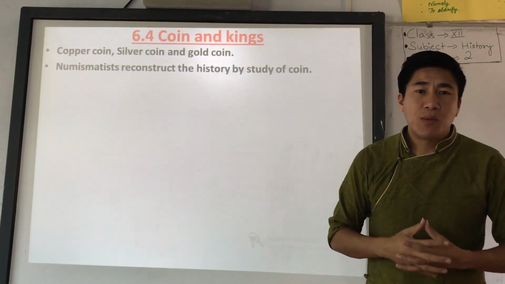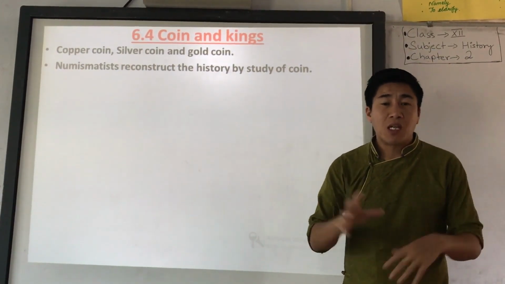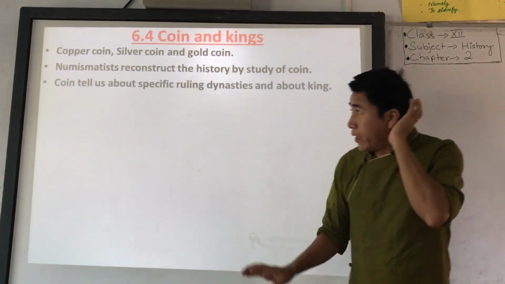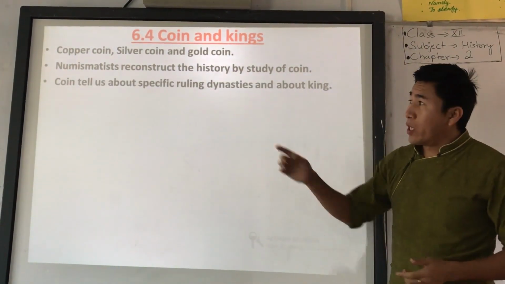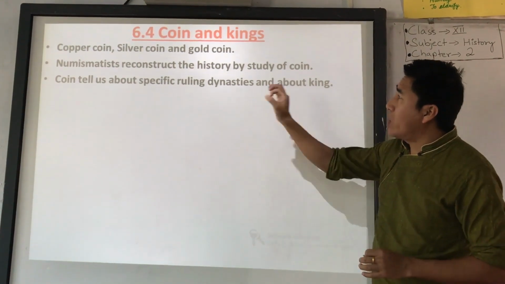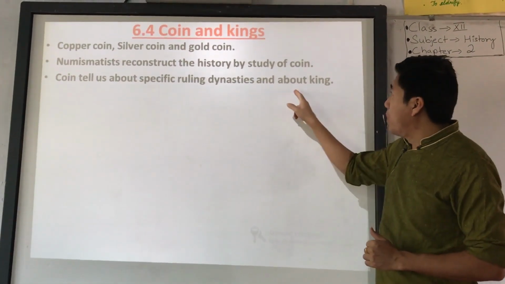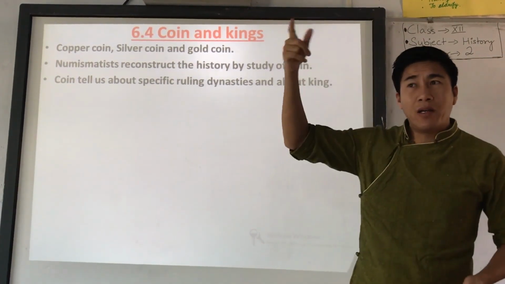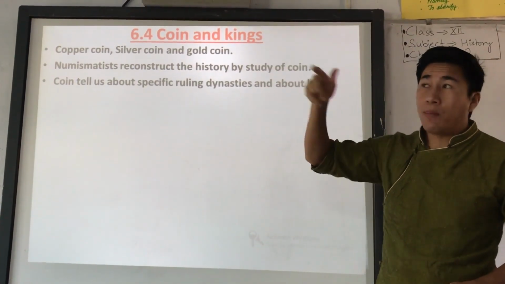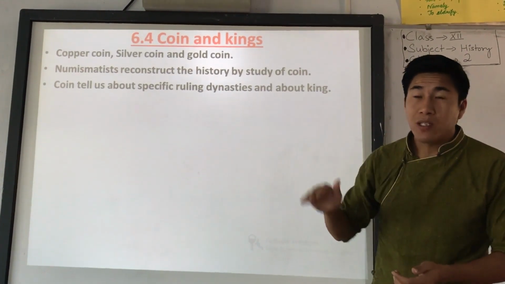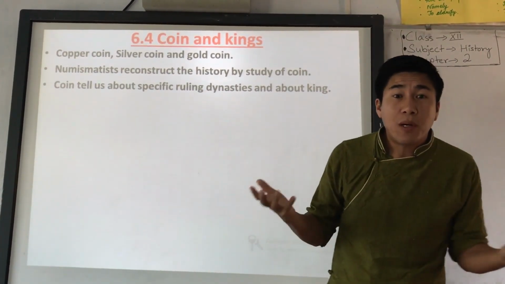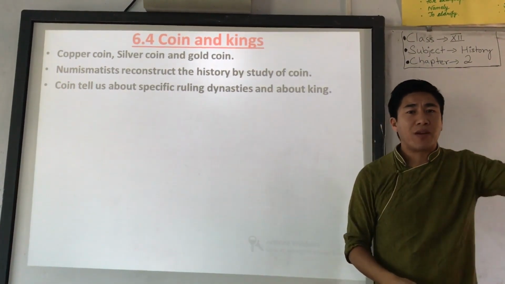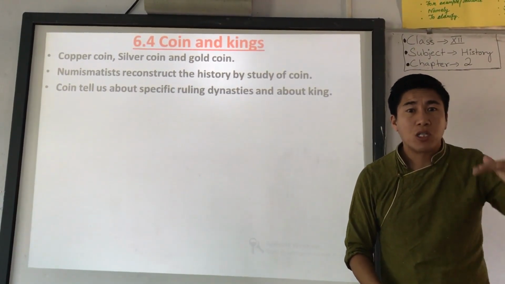We have James Prinsep, who deciphered the Brahmi and Kharosthi scripts, you know about it. Then coins tell us, as I told you, about the specific ruling dynasty and about the king. As I told you in the previous video, I described the chronology of the different dynasties in ancient times. How do we know about it? Because with the help of coins, we know about the different dynasties in a chronological order or sequence.